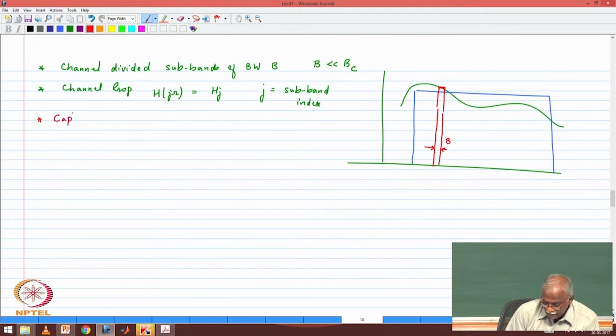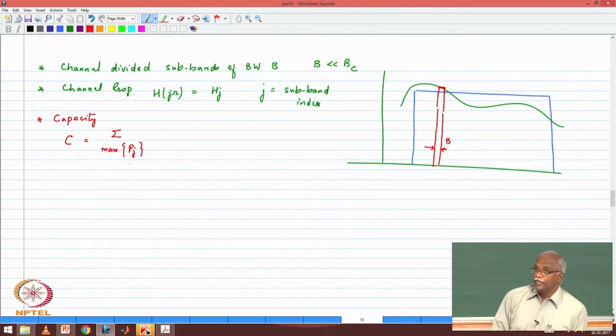So now the capacity for a frequency selective fading channel, we wrote this down without the full description, so I thought I would make it a point to write it down in today's lecture for completeness. Capacity is equal to summation max over Pj.